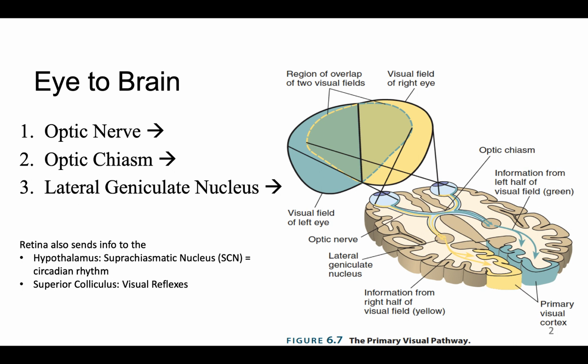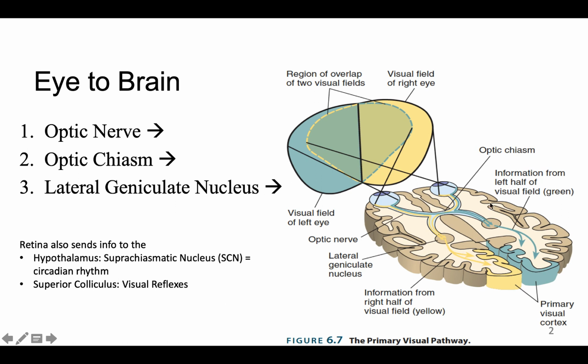As we said before, information from the right visual field ends up in the left visual cortex. In order to get there, some information, that from the nasal retina, has to cross over at the optic chiasm. It first goes to the lateral geniculate nucleus of the thalamus. This is the sensory relay nucleus for vision. Information can then go to the primary visual cortex in the telencephalon.